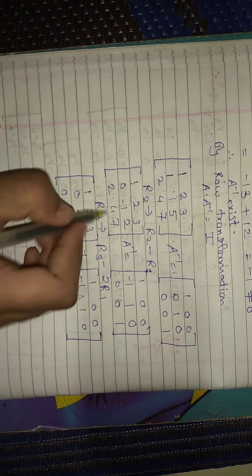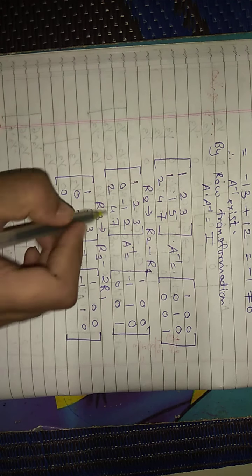Next step, 0 minus 2 into R1's first element 1. So 0 minus 2, minus 2. So we write here minus 2. 0 0 0. 1 minus 2 into 0. So 2 into 0 remains as 0. So 1 minus 0, 1.